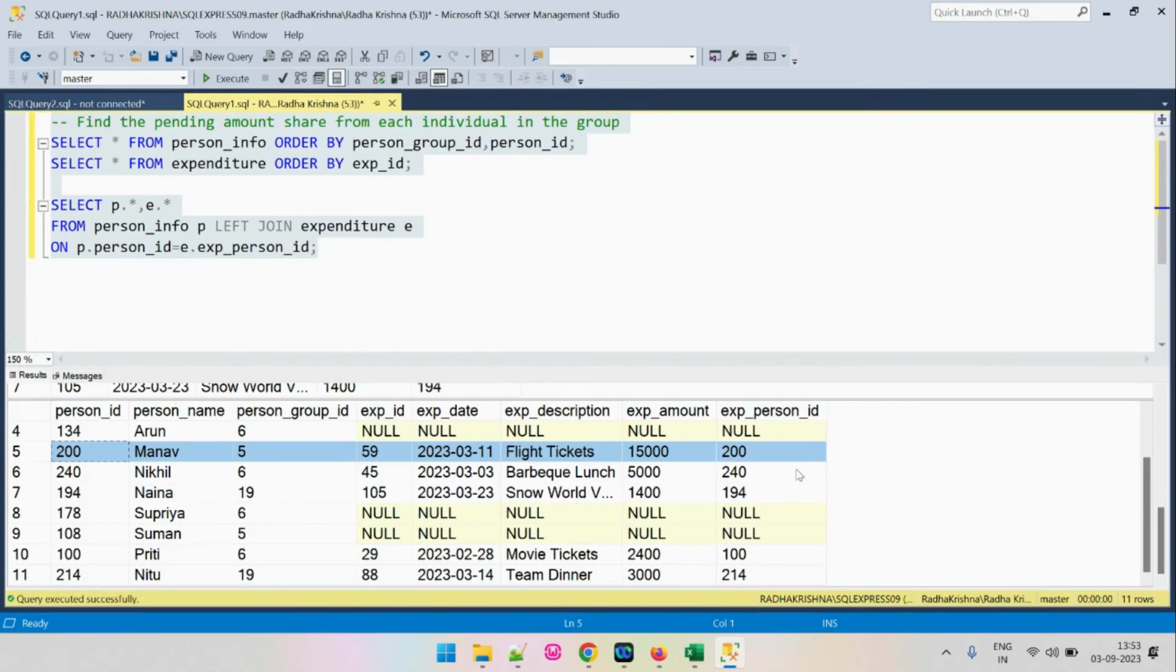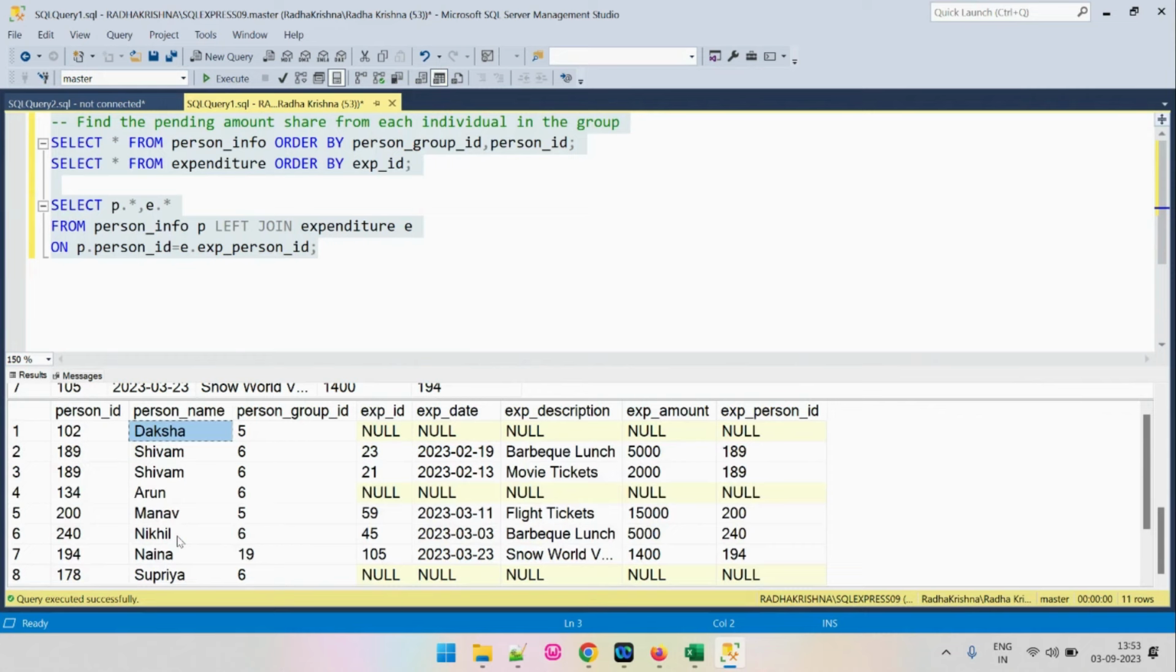Now, what we are looking for is that there are some people who have done multiple expenditures. For example, Shivam has done multiple expenditures. He has spent 5,000 on Barbeque Lunch and 2,000 on movie tickets. Our intention here is to find out the total expenditure done by each individual.